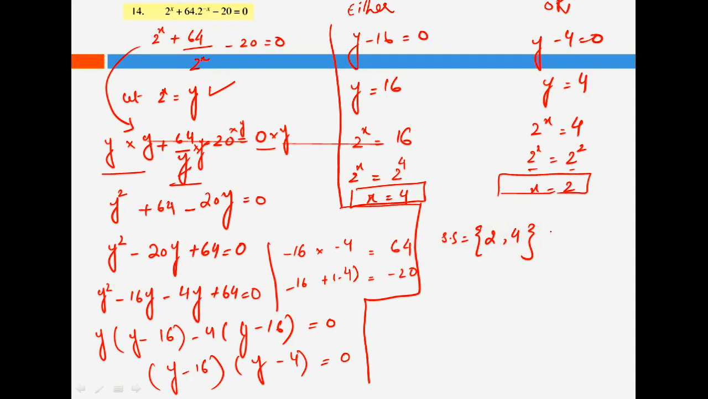I hope you have understood question number 12, 13 and 14. Now in my next video we will be discussing type 5 of reducible quadratic equation and its related question number 15 and question number 16.